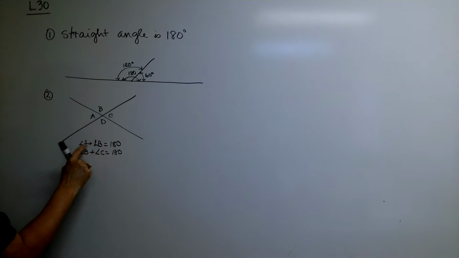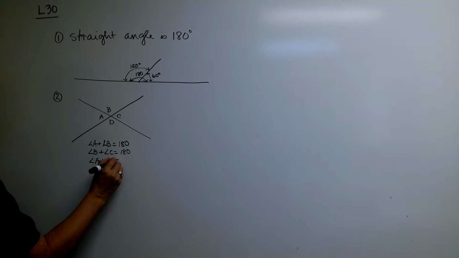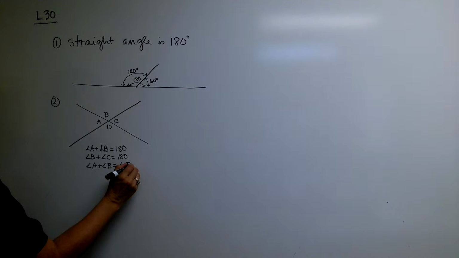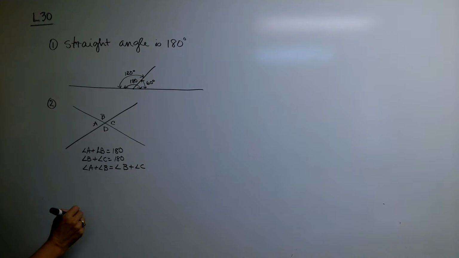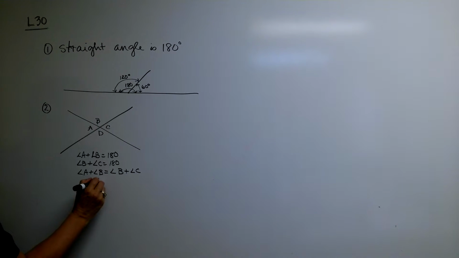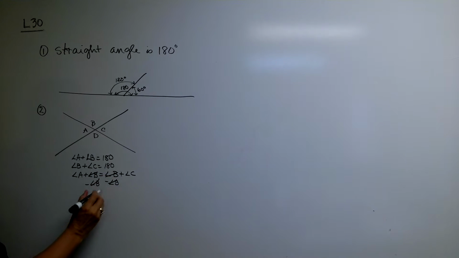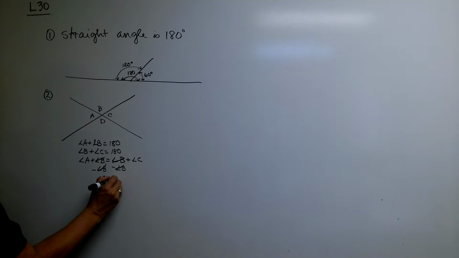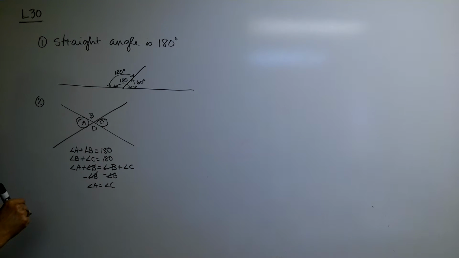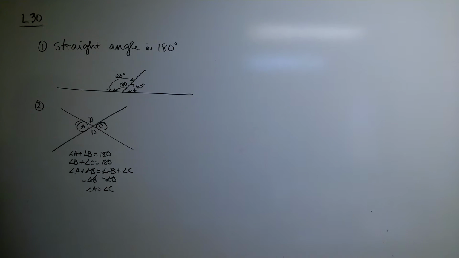If both of these equal 180, then they have to equal each other. Angle A plus angle B has to equal angle B plus angle C, because they're both 180. So those two things have to be equal. Then if I subtract angle B, I'm left with angle A equals angle C. So this angle and this angle have to be the same measurement, and we call those opposite angles.